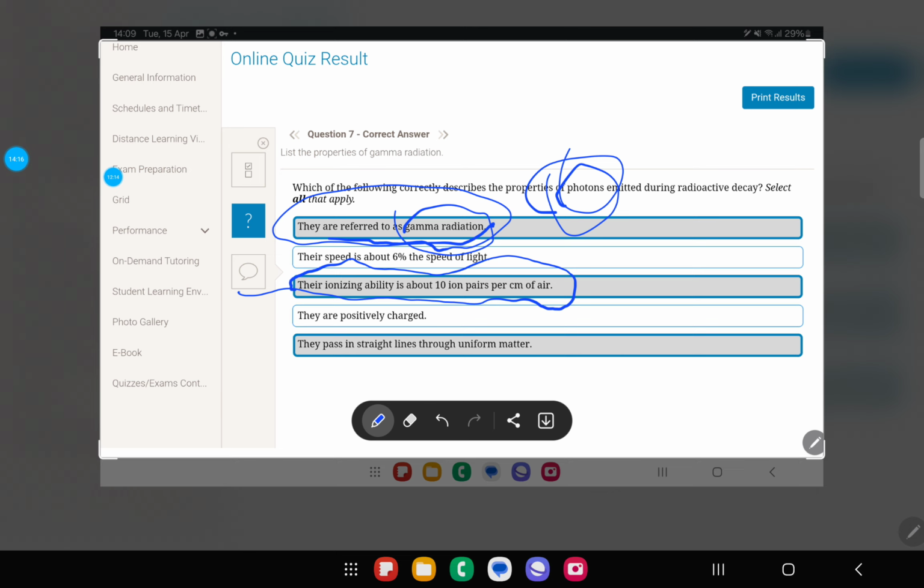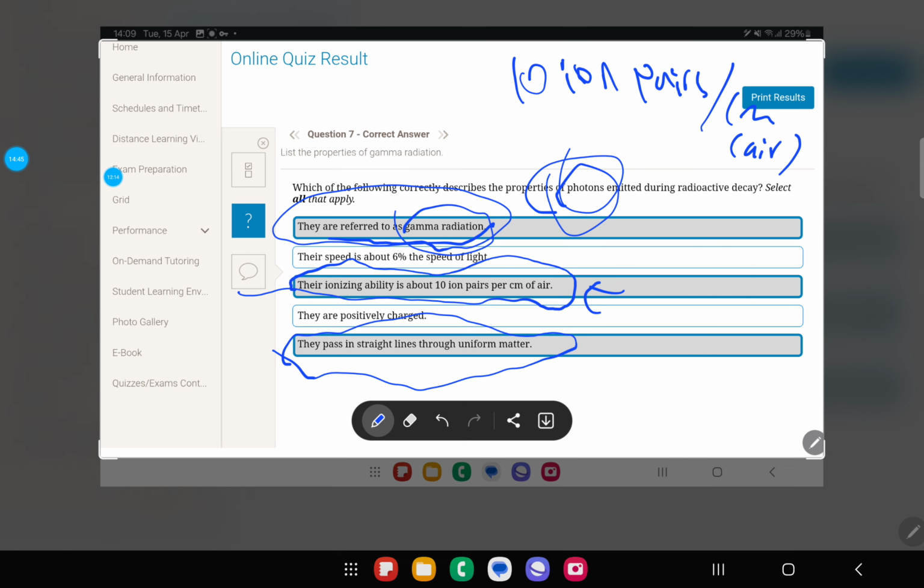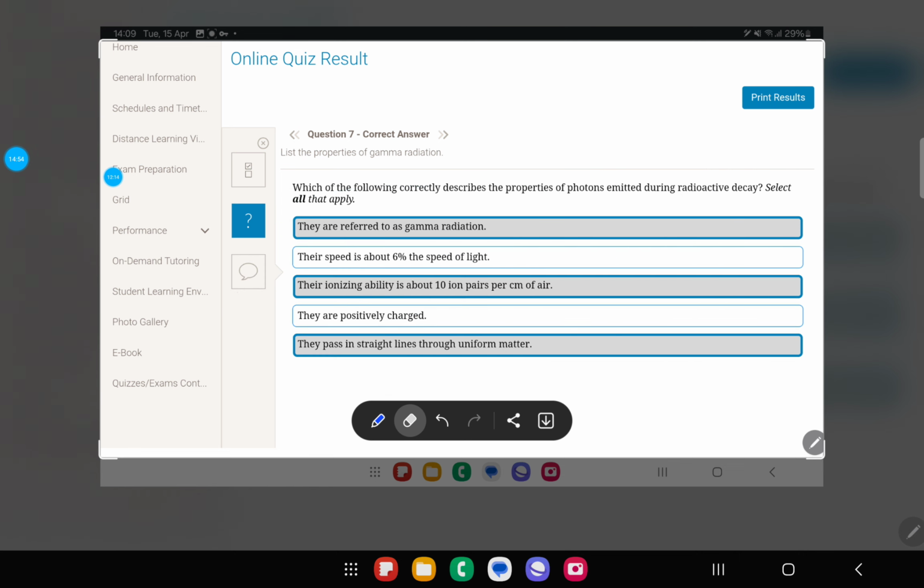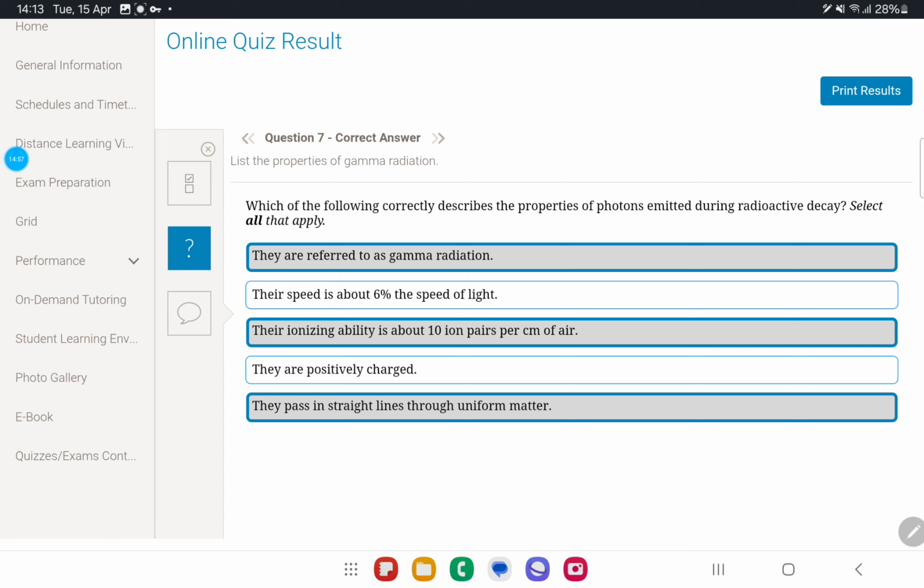We'll look at this in another question, so we can memorize each value for each of the particles, alpha, beta, and gamma, because they all have different ones. But this is for gamma. Gamma has 10 ion pairs per centimeter of air. Okay, but we'll look at this later. And they pass in straight lines through uniform matter. Remember, they pass in straight lines. Okay, that's it. Again, all of this has to be memorized.